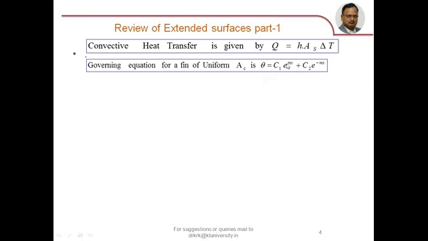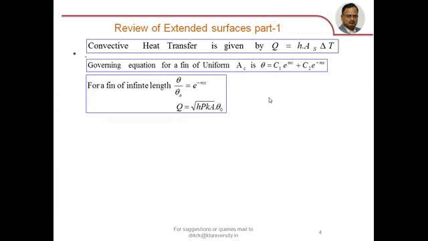So the equation θ equal to C1 e^(mx) plus C2 e^(−mx) is the general governing equation for a fin of uniform cross-section under one-dimensional steady state heat conduction, assuming thermal conductivity is also a constant, not varying with respect to temperature. With these assumptions, by considering both conduction and convection along the length of the fin, we have derived this expression.